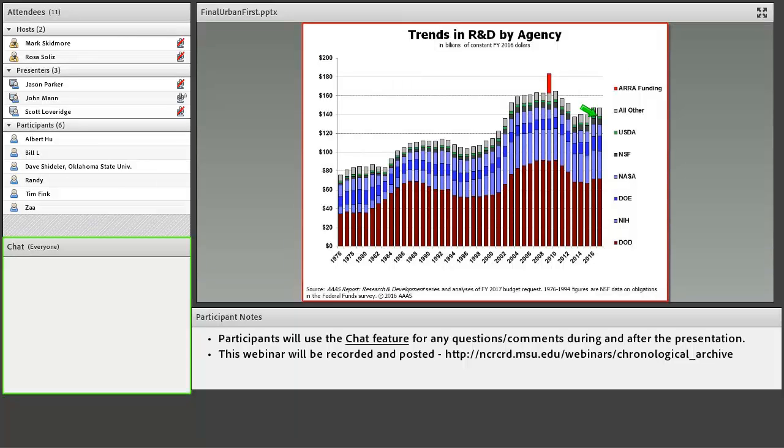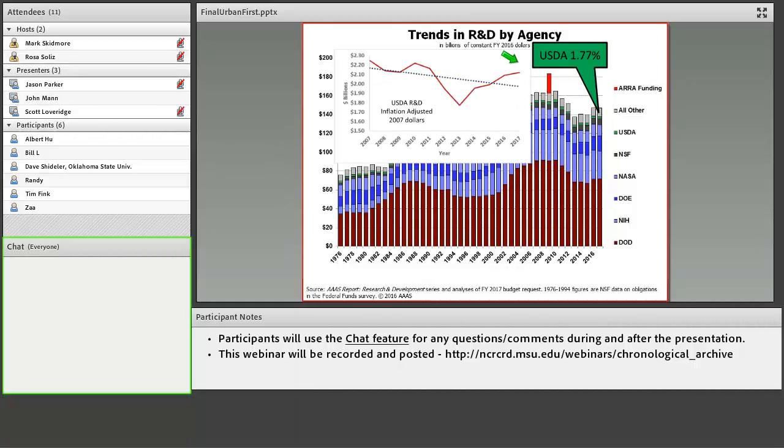And then we get to USDA funding. In some cases I may be preaching to the choir a little bit, but it's only a very small percent of the total federal R&D budget. It's actually less than 2% for fiscal year 2017.